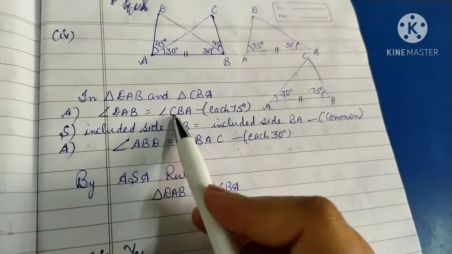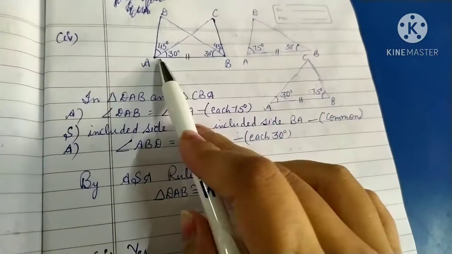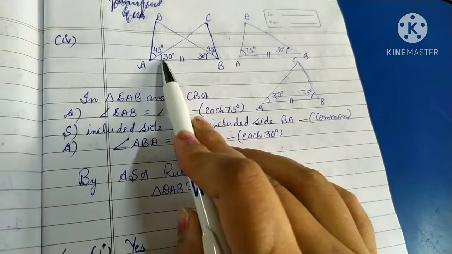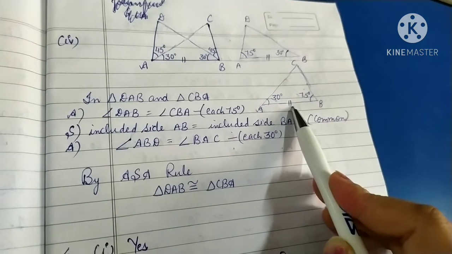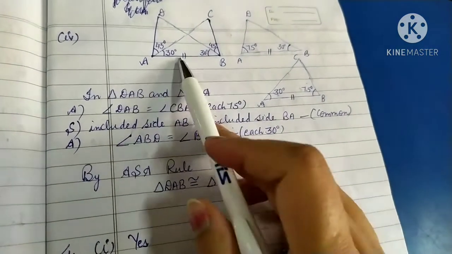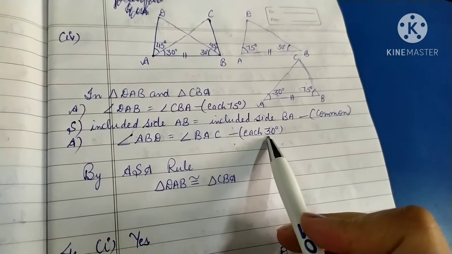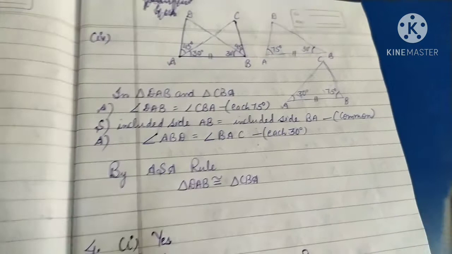So angle DAB is equal to CBA, already given to us. The included side, this is the included side here, AB, because this angle is on this side, the other on that side, then this full angle, then this full one. See, from here two angles and the side between them. So AB is common to both. And again the third angle is also equal, each is 30 degrees. So that's why the ASA rule is applied and the triangles are congruent.